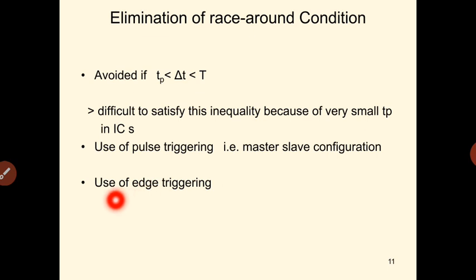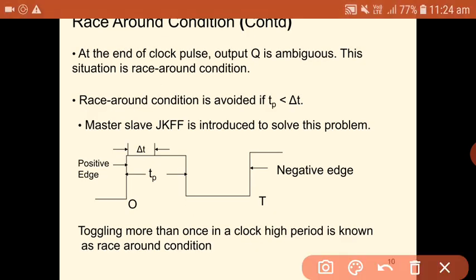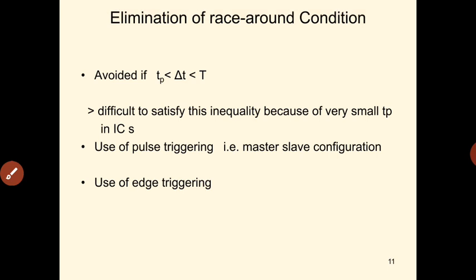There is also another method for elimination of this race around condition, which is to use edge triggering. In the previous discussion we have seen that the type of triggering used is level triggering. So instead of applying a level triggering clock, I can use an edge triggering clock in order to avoid this race around problem in JK flip flop whenever J is equal to 1 and K is equal to 1. With the help of an edge triggering clock, or with the master slave JK flip flop configuration, you can avoid it.